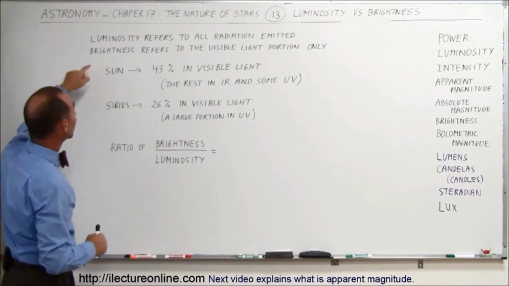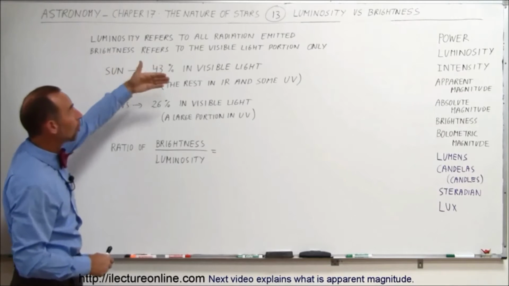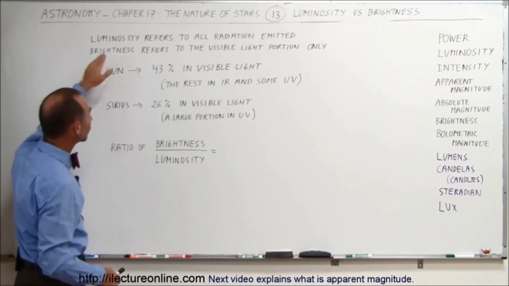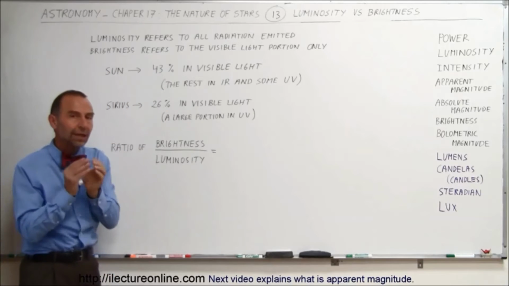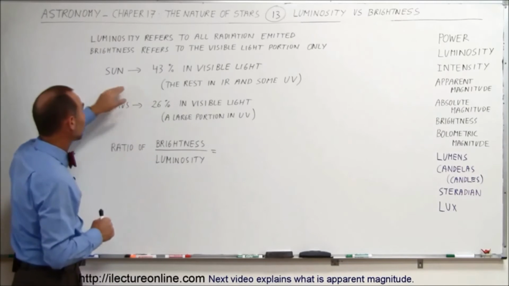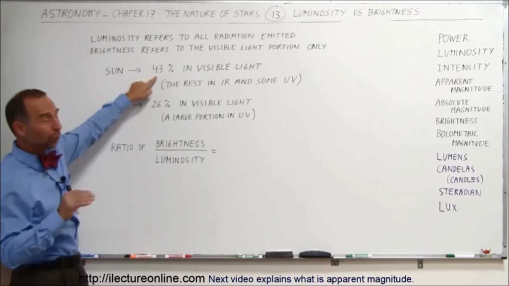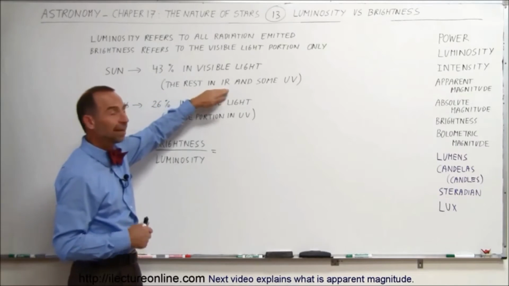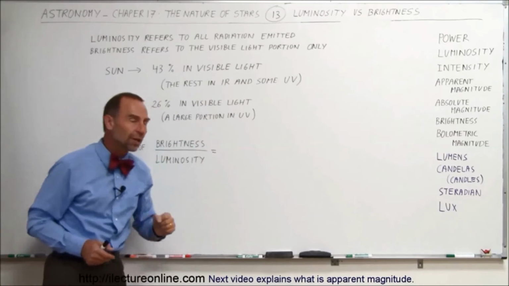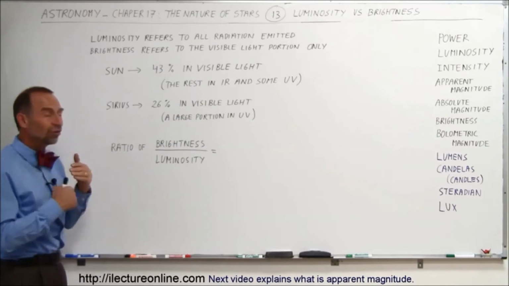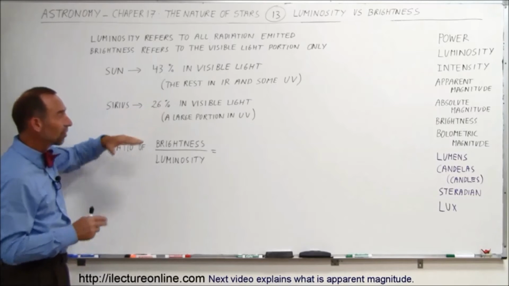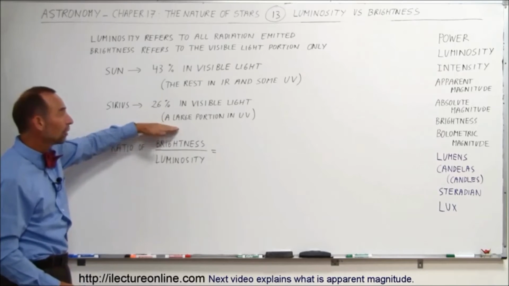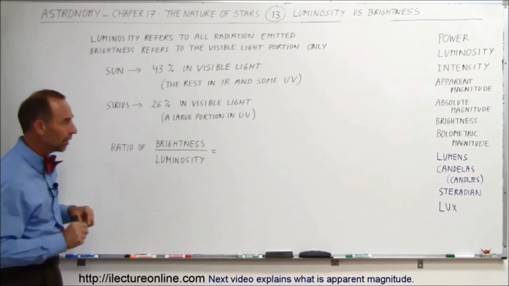For example, we can say that the luminosity refers to all the radiation emitted by an object like the sun or a star, and the brightness refers to the visible light portion only of that radiation. In the case of the sun, the visible light portion is about 43%, and therefore the rest is emitted in the IR, infrared, and some in the UV. For Sirius, the portion is different. Only 26% of the total energy emitted from Sirius is in the visible light. A large portion of it is in UV and some IR.